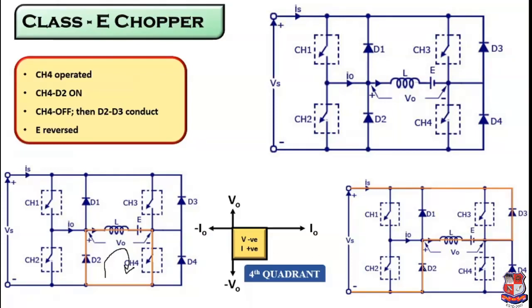After that, what is done? CH4 is turned off and D3 is turned on. As a result, the output voltage becomes negative, because the output voltage VO is connected to the negative of the supply and the negative of the output voltage is connected to the positive of the supply. So V is negative and I is positive, making it the fourth quadrant operation. So this is the final case of the class E chopper, and I hope that you are able to understand the multi-quadrant operation.